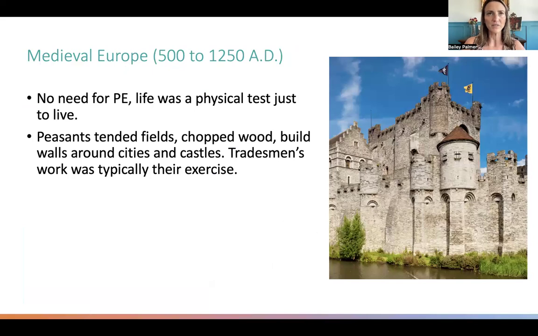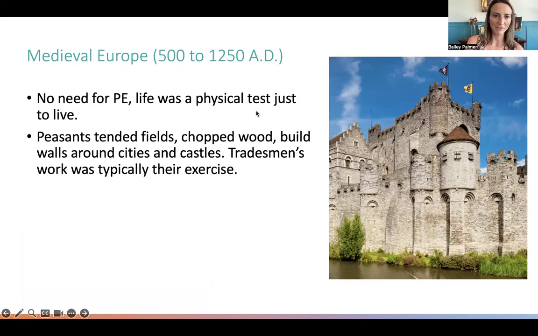Medieval Europe is sometimes referred to as the Dark Ages. During this time, it was kind of like a physical test just to live. There was no actual physical education. There was no physical activity for fitness. They basically were just trying to survive.